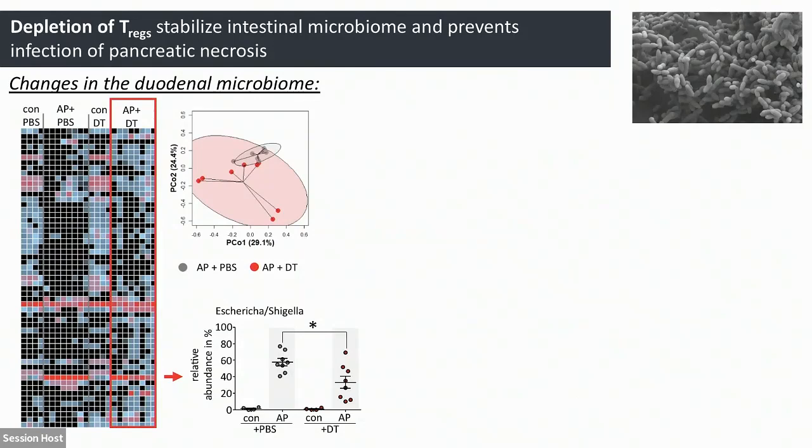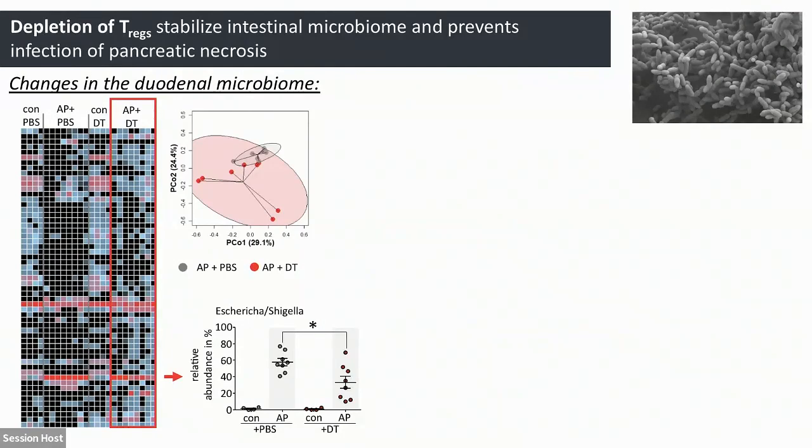And therefore, we isolate microbiome samples from the duodenum of the mice, and we see here marked in red the animals with acute pancreatitis, which are depleted for regulatory T cells, have a much more stable microbiome compared to animals which have only acute pancreatitis, receive PBS and have a normal Treg population.